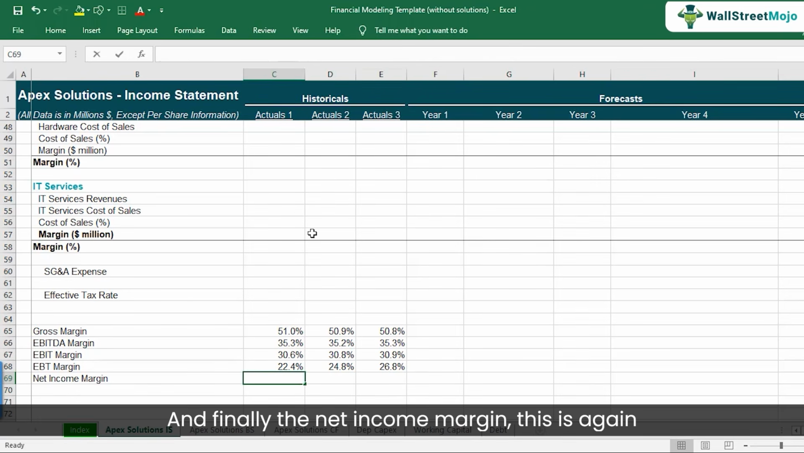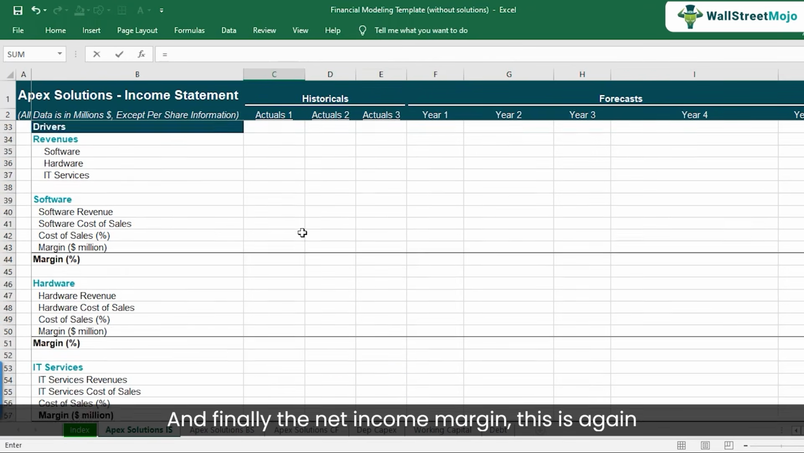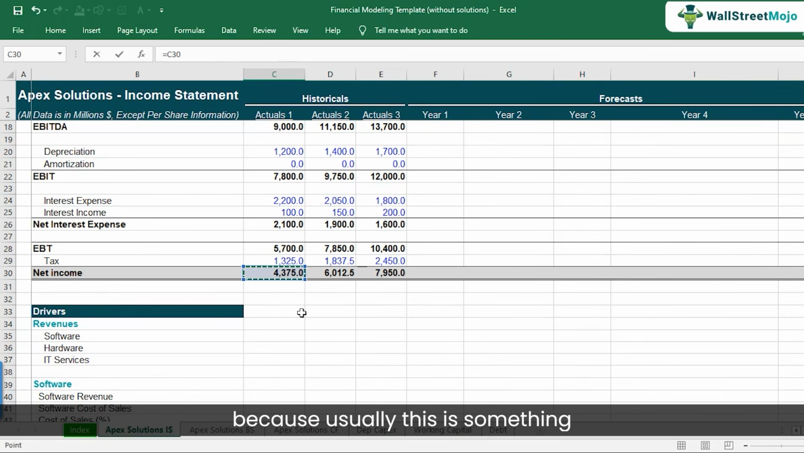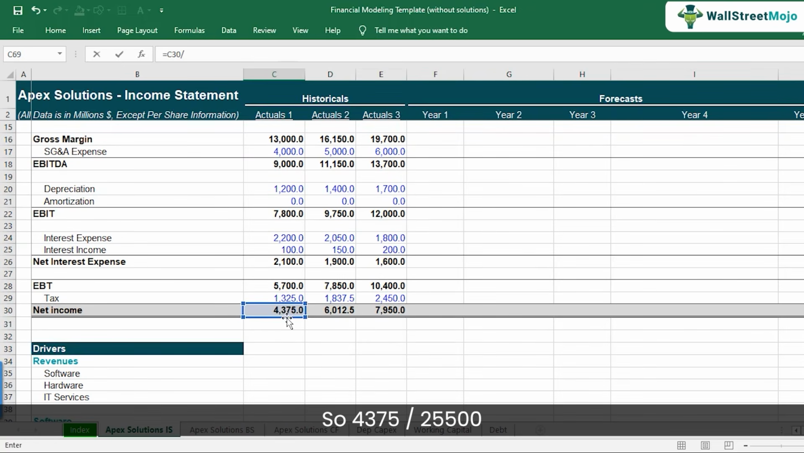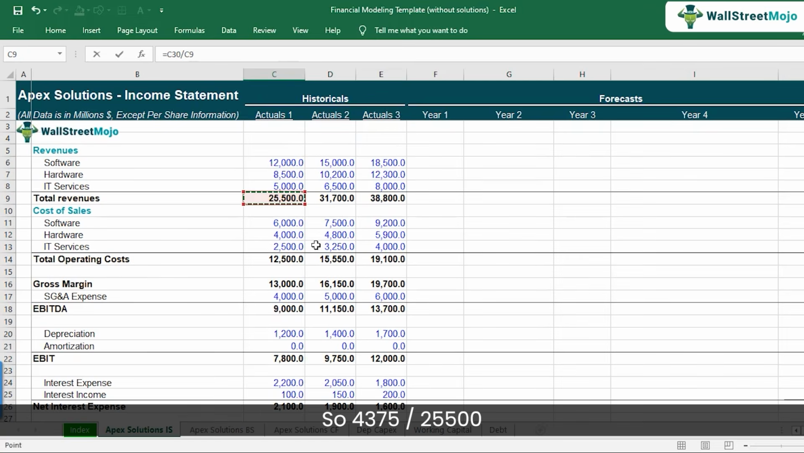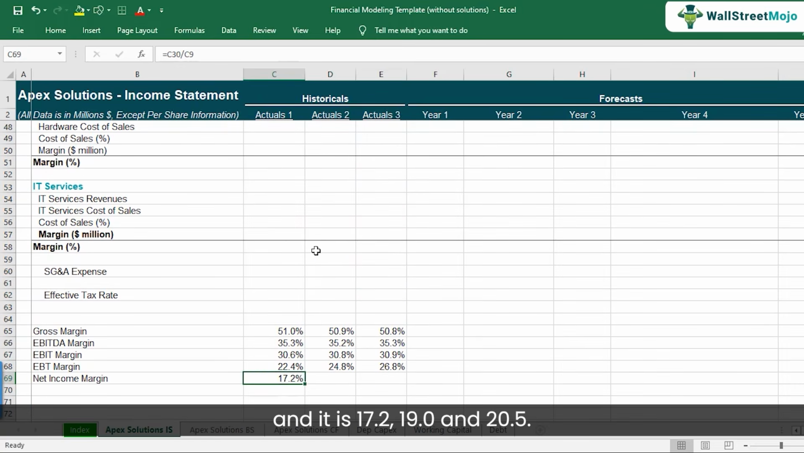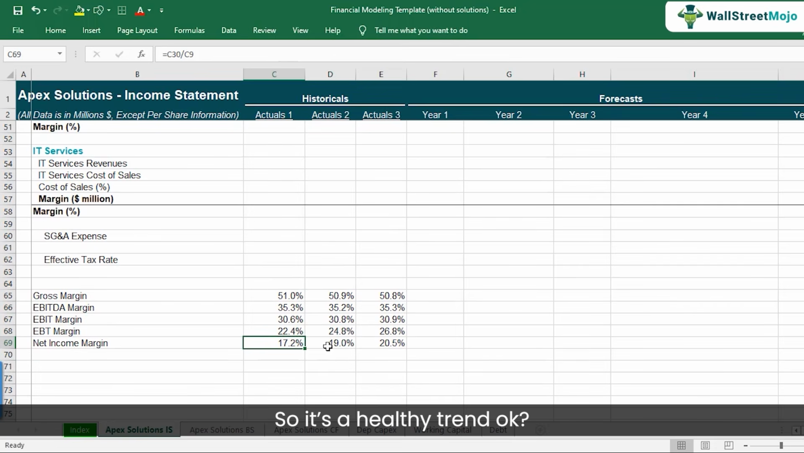And finally, the net income margin. This is again very important because usually this is something which everyone tracks. Profitability margins, net income margins or net profit margins, it's one and the same. So 4,375 divided by 25,500, and it is 17.2, 19.0 and 20.5. As we see, the profit margins are increasing over the years, so it's a healthy trend.